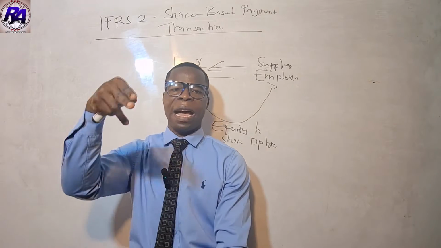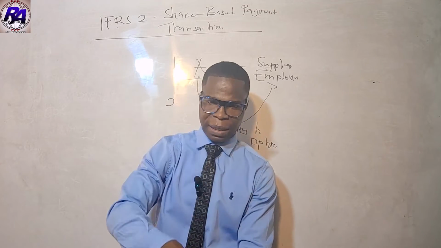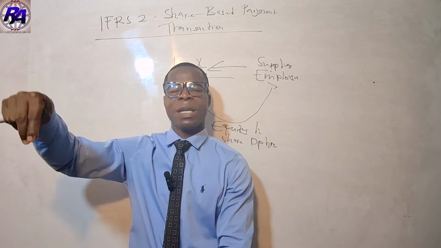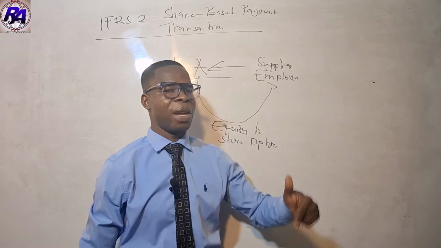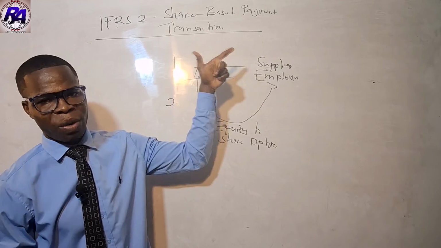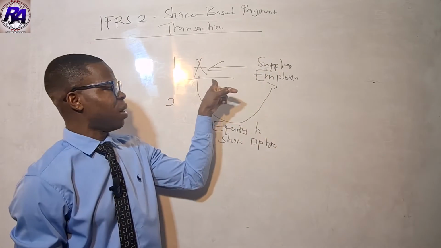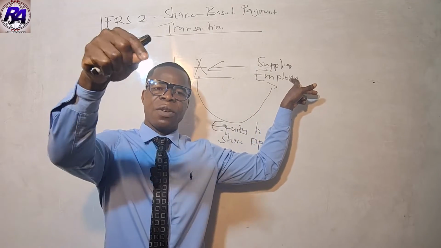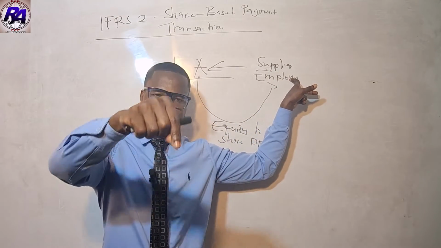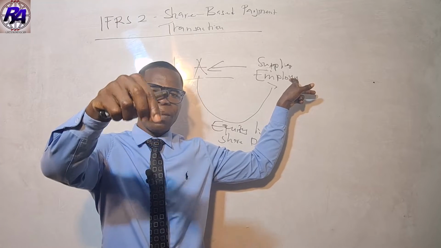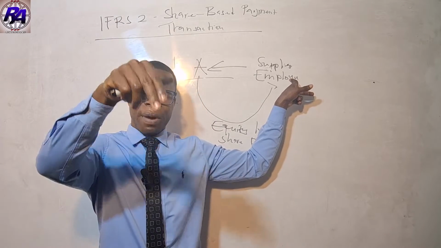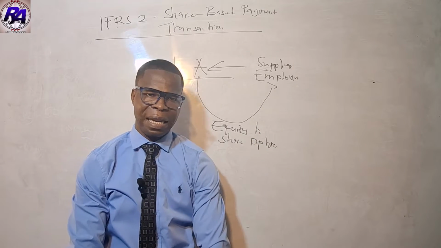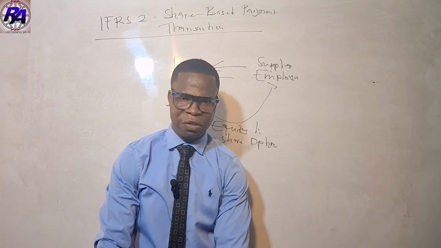When that happens, an entity is incurring a liability, but that liability is going to be based on the price of the equity instrument of the entity. When that happens, we are saying that that is a share-based payment transaction. For instance, there is a transaction between entity A and a supplier, and the price of the goods and services being transacted depends on the price of the equity shares of the entity. When that happens, we are saying that that is a share-based payment transaction.